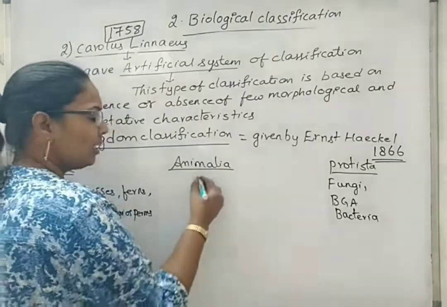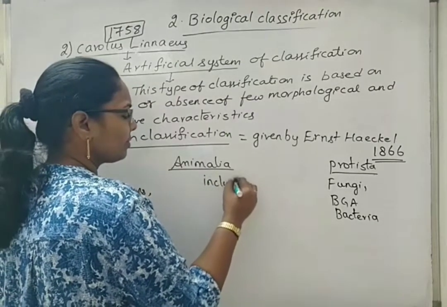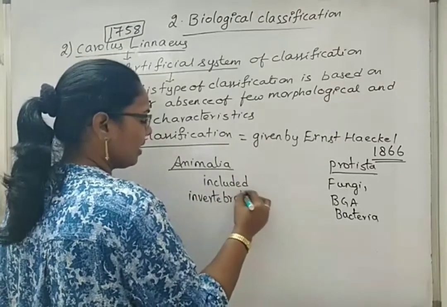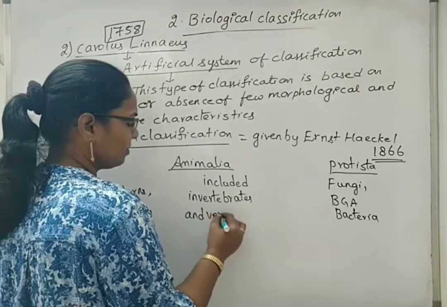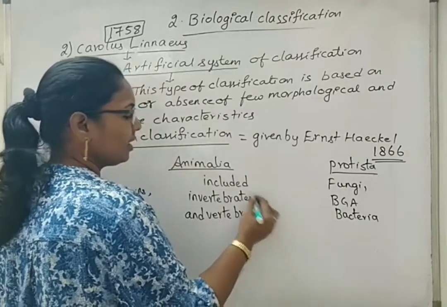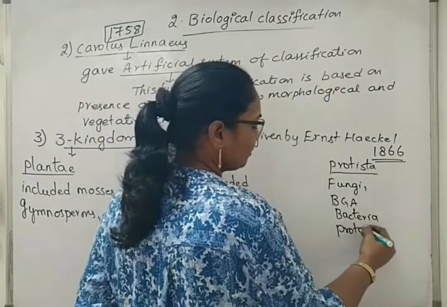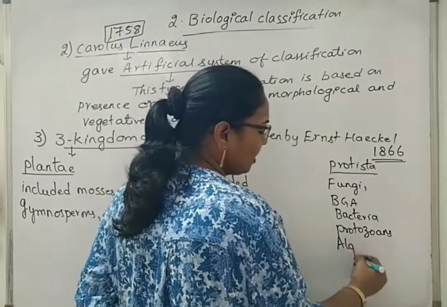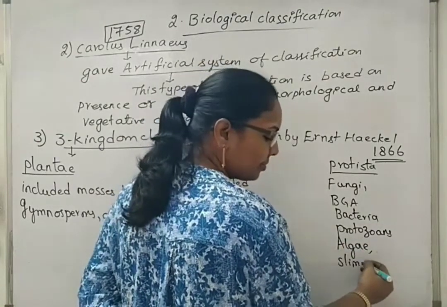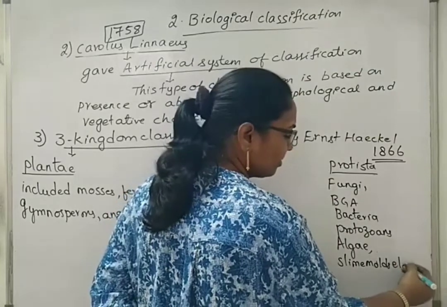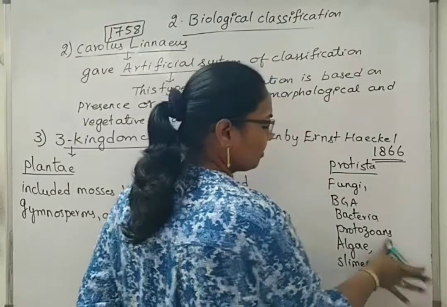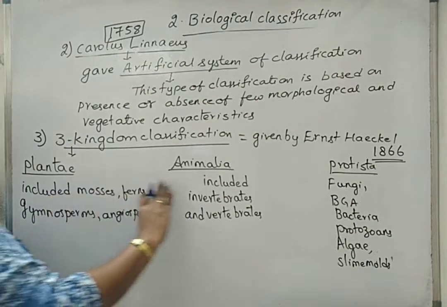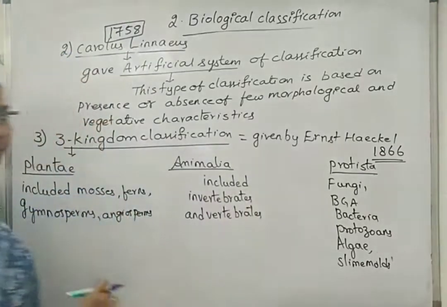Under Animalia, Ernest Haeckel included invertebrates and vertebrates. He has taken protozoans from here and kept them under Protista. He also included algae, slime molds under Protista. So he has taken fungi and blue-green algae, bacteria from here, protozoans from here, and kept them under Protista.